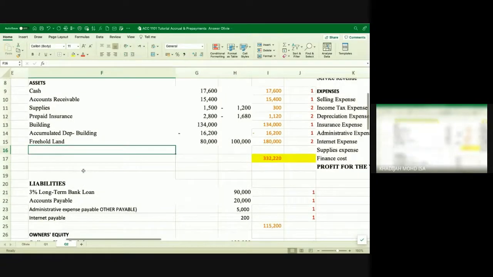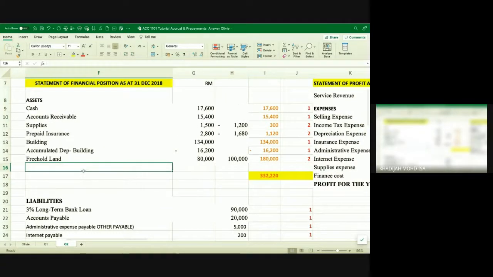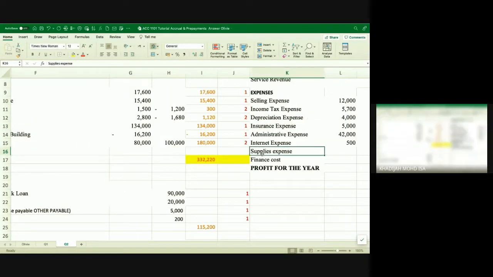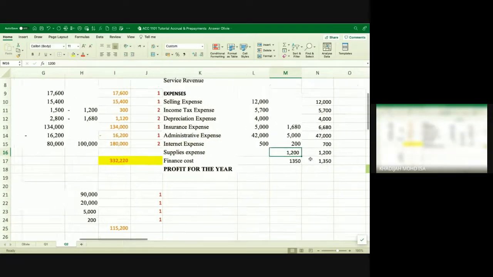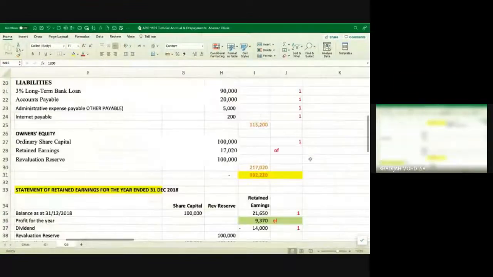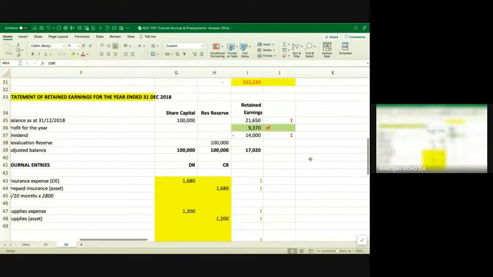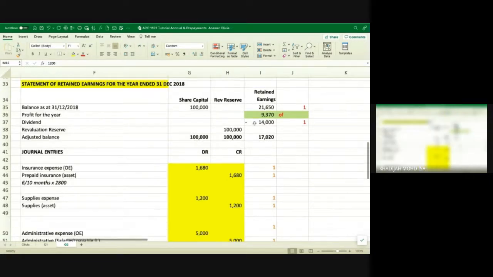So if the account is already there, then you just plus or minus depending on the journal entries. If the account is not there, for example, we have this supplies expense, so you create an account called supplies expense. So from here, then only you work on your retained earnings. You plug in the amount, the respective profit and loss account.